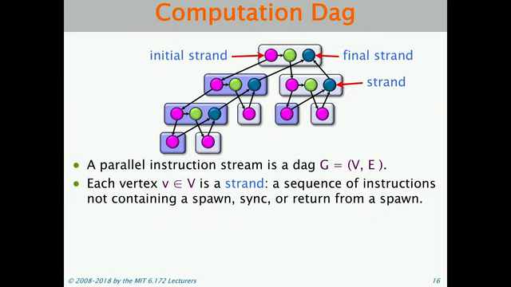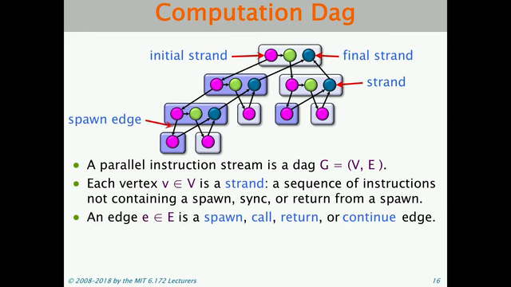And a strand is a sequence of instructions not containing a spawn, a sync, or a return from a spawn. So the instructions inside a strand are executed sequentially. There's no parallelism within a strand. We call the first strand the initial strand. So this is the magenta node up here. The last strand, we call it the final strand, and then everything else, we just call it a strand.